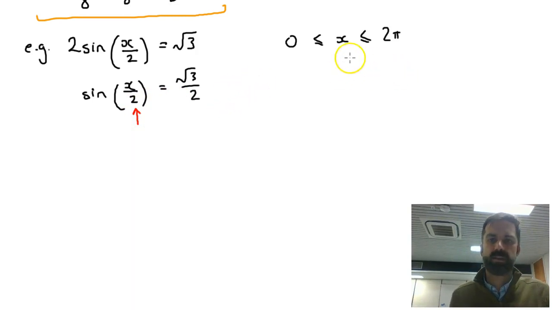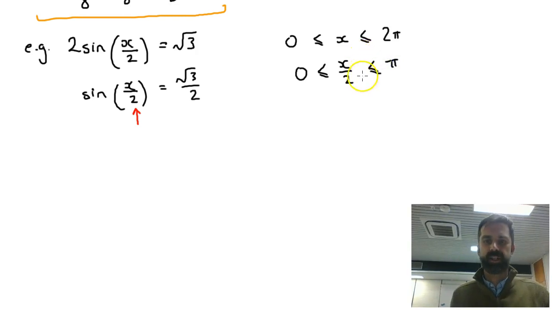I need to go over here and look at my range, and I need to think about x over 2. So if x is between 0 and 2 pi, x over 2, well, I'm going to have to divide it all by 2. So 0 divided by 2, well, that's 0. 2 pi divided by 2 is pi. So now I've changed my range to 0 to pi.